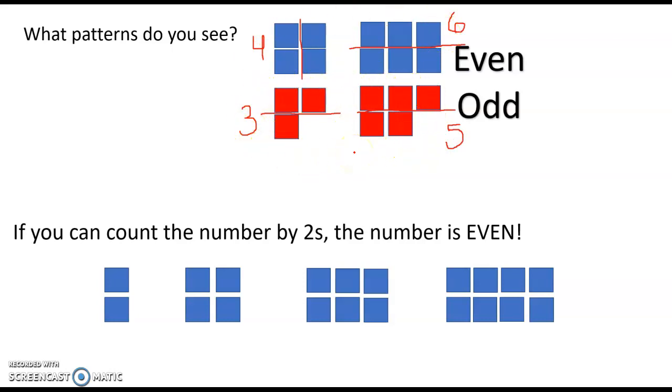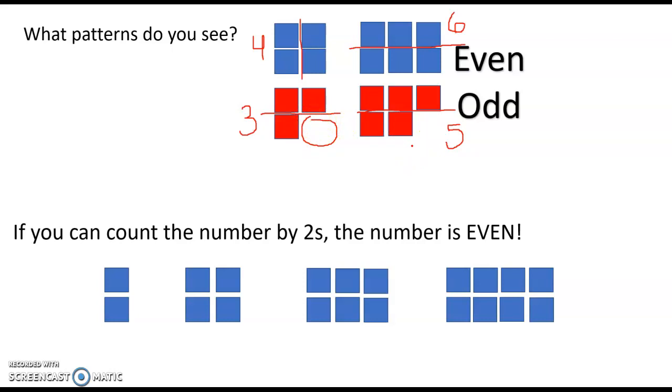What do you notice about the shapes that the squares make when they're put together? You probably said that you noticed that down here, the odd numbers are missing something right here. So we have equal sets on the top and bottom of our even numbers. But down here, we don't have equal sets. We're missing a piece right here.